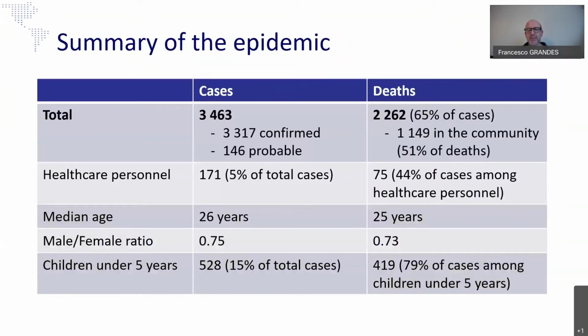Here is a summary table of the epidemic. In total, 3,463 Ebola confirmed and probable cases were notified. Of them, 2,262 died, which gives a naive case fatality of 65%. Half of deaths occurred in the community. 171 cases and 75 deaths were among healthcare personnel. The median age of cases was 26 years, and the male-female ratio was 0.75. These two values were very similar for cases who died.